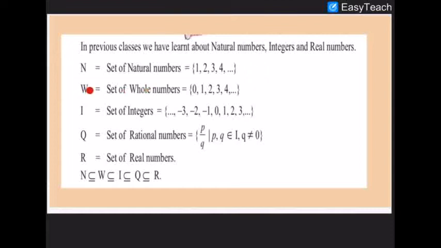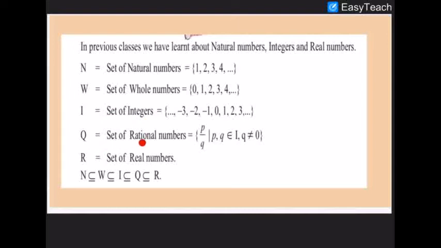And whole numbers, the set of whole numbers represented as W starts from 0. 0, 1, 2, 3, 4 goes to infinity. And the set of integers, represented as I, starts from negative infinity and -3, -2, -1, 0, 1, 2, 3 and goes to infinity. So it includes all the negative numbers, all the positive numbers and also 0, the set of integers.